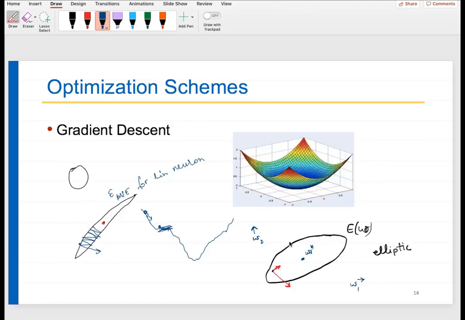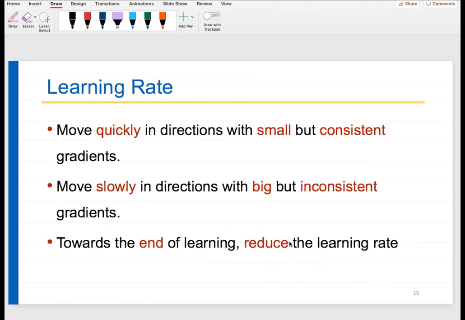So okay, to take care of some of these problems, there are some heuristic rules which people have come up with. One thing is you move quickly in directions with small but consistent gradients. Let us say we have something like this, a very shallow slope. So what will you do if you are here? Let's say your first step is very small, you come here. Next step is again very small, you come here. Next step is again very small, you come here. But you know that you are consistently descending in the same direction.